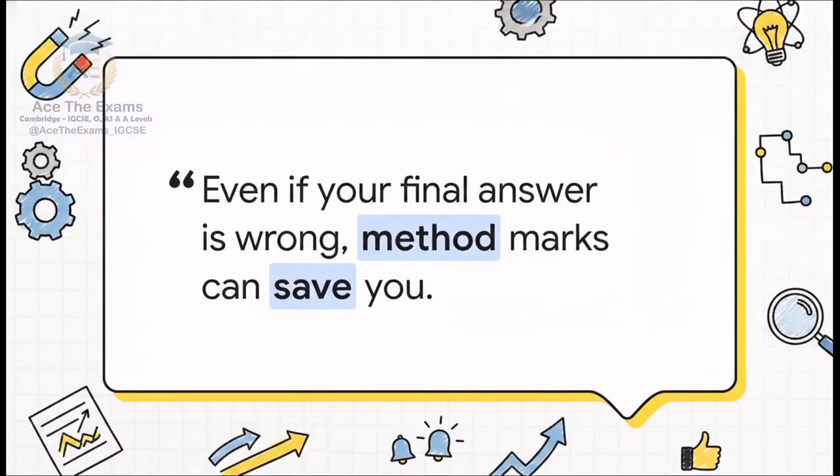This, right here, is a direct, high-impact alert from the examiners themselves. I need you to listen very closely to this quote. Students lose marks by not showing working. Even if your final answer is wrong, method marks can save you. Remember this always. Your working out on that page is your direct line of communication with the examiner. It is your absolute proof of competency.